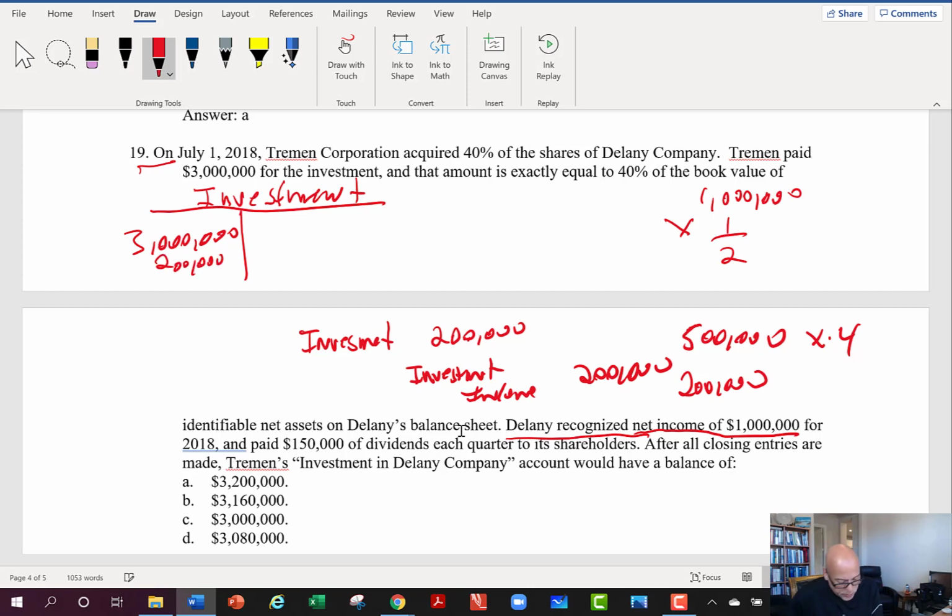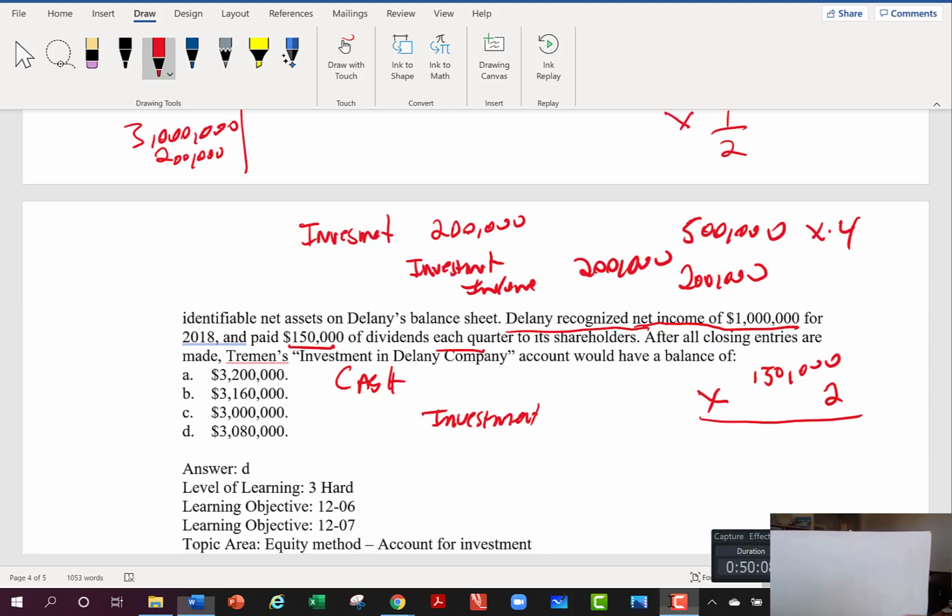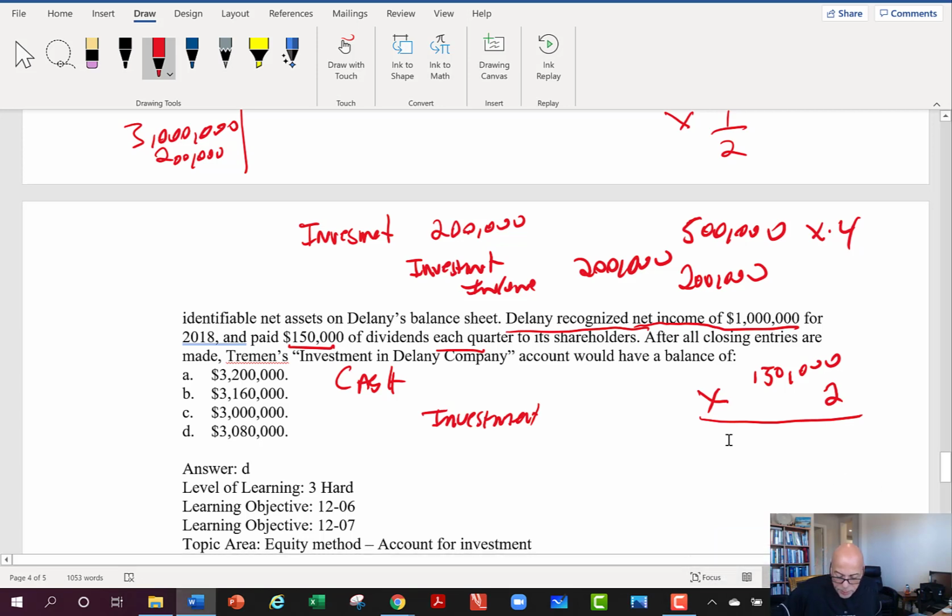Okay, and I start eyeballing choice A, but then I have to reduce the investment for the amount of the dividend. Okay, so we have now what? We have this 150,000, right? And this question tells us here that the dividends were 150,000 each quarter. But again, we only held this investment for the last two quarters of the year. And so I'm going to take that 150,000 times 2.